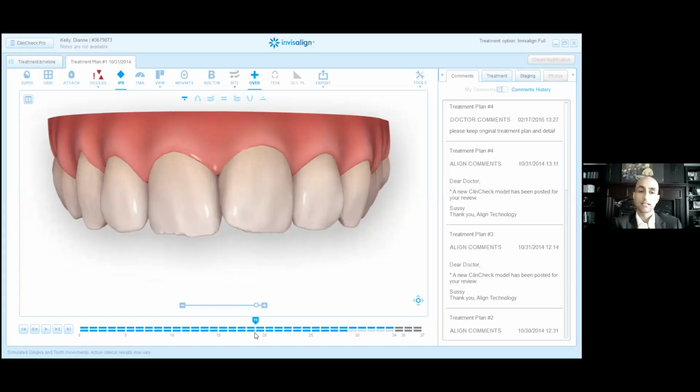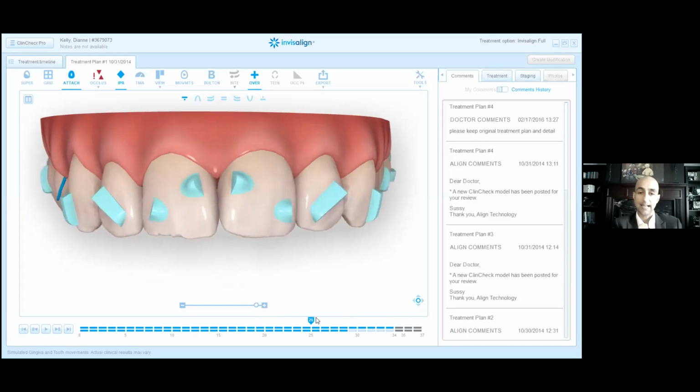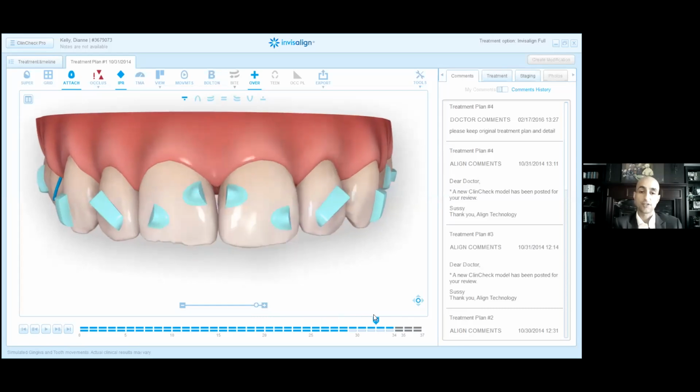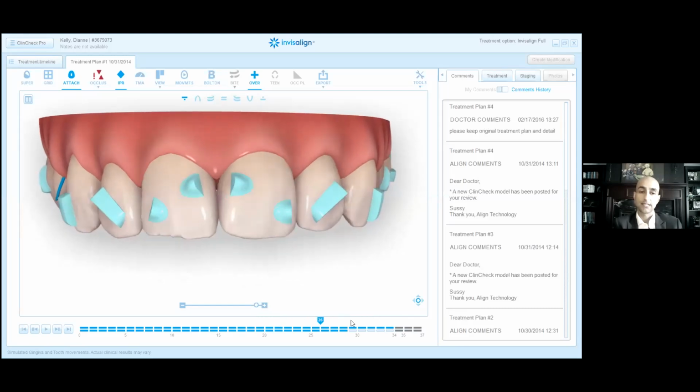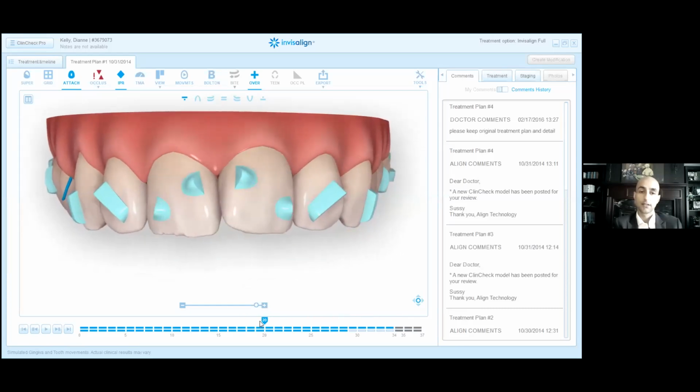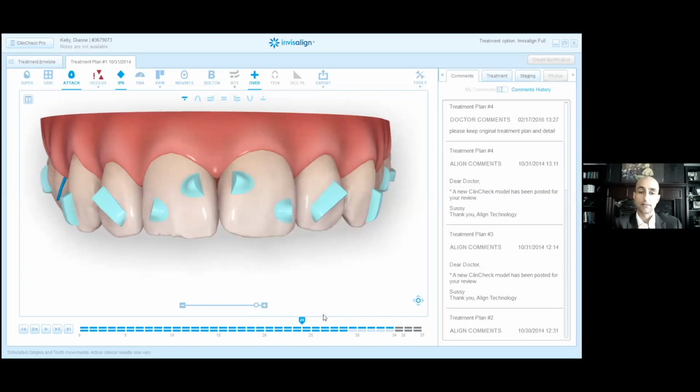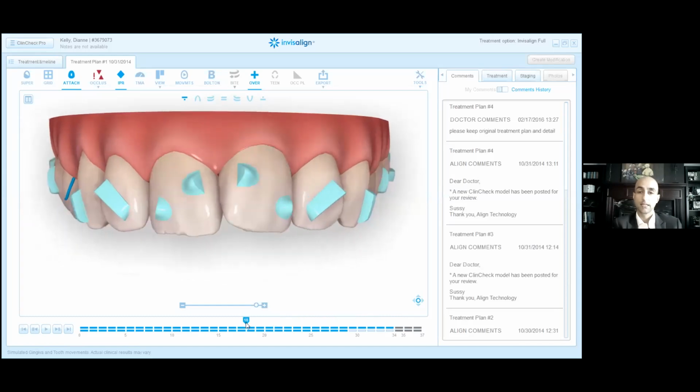So if we look at the attachments that were placed on this ClinCheck, we can see that I added sash attachments to the laterals, but the centrals had G4 placed in the software. So where is the push surface on this attachment for extrusion? Well, it really doesn't exist, right? So as we go through here, I'm going to jump back to my presentation.